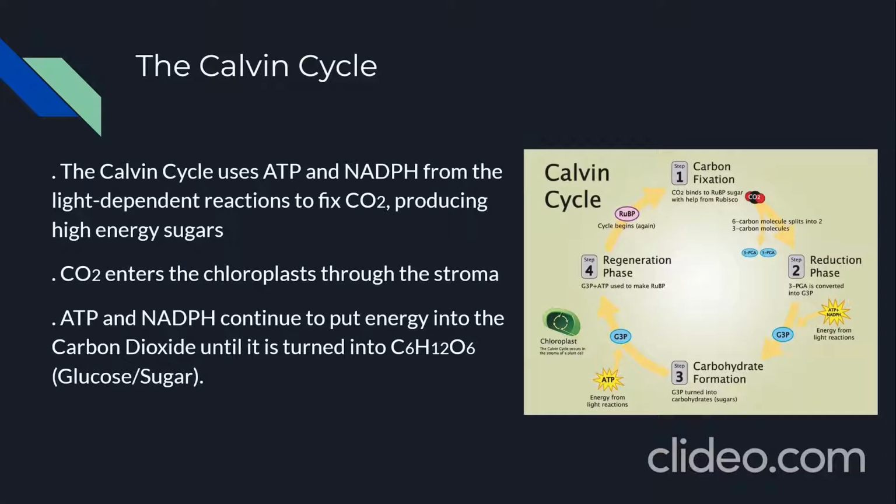The Calvin cycle uses ATP and NADPH from the light-dependent reactions to fix CO2, producing high-energy sugars. CO2 enters the chloroplast through the stroma. ATP and NADPH continue to put energy into the carbon dioxide until it is turned into C6H12O6.